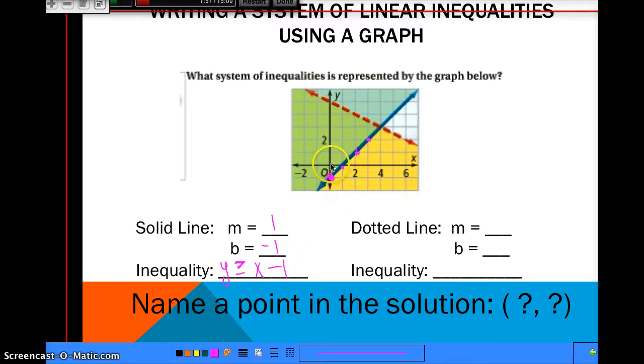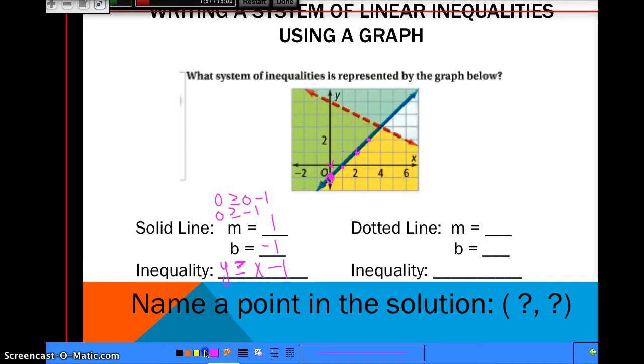So let's do a quick checkpoint on this, which is 0, 0. If I check this to make sure it works, is 0 greater than or equal to 0 minus 1? Is 0 greater than or equal to -1? Yes, so shading above my solid line actually works. So that is the correct inequality.